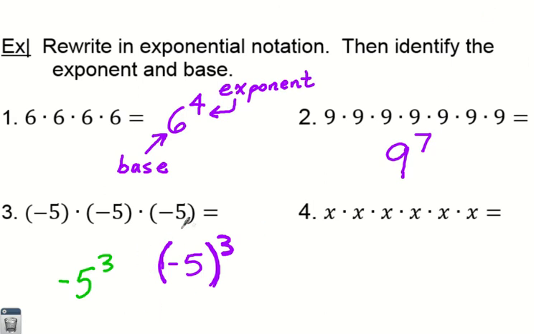So this would be the final answer, and the exponent is 3, and the base is negative 5. The exponent sits on the base like the base of a statue. Over here, x times x, 3, 4, 5, 6 factors of x. And so the base is x and the exponent is 6.